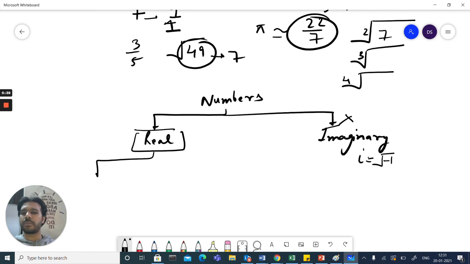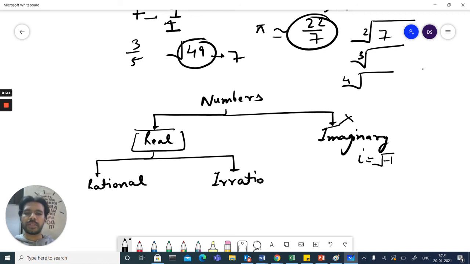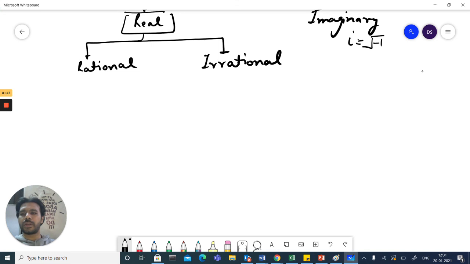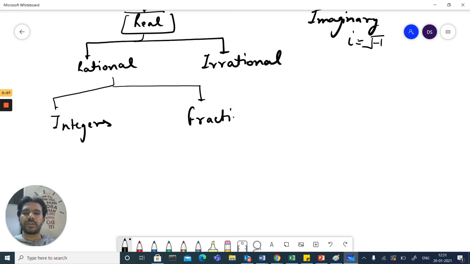Within real numbers, the first bifurcation was what we just did: rational and irrational numbers. We have just understood what a rational and an irrational number is. Now, if I have to find out the further bifurcation for rational numbers, the rational numbers would be further divided into integers and fractions. So we start with real and imaginary, go to rational and irrational, and integers and fractions.